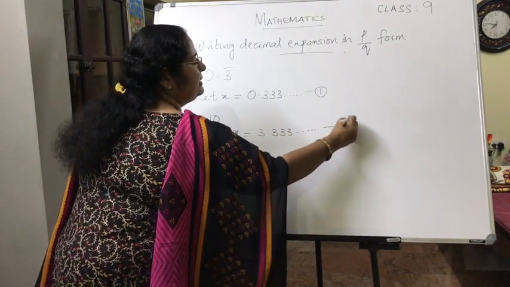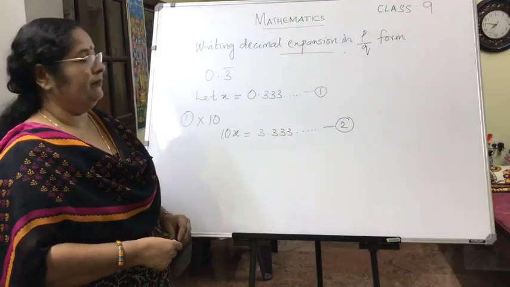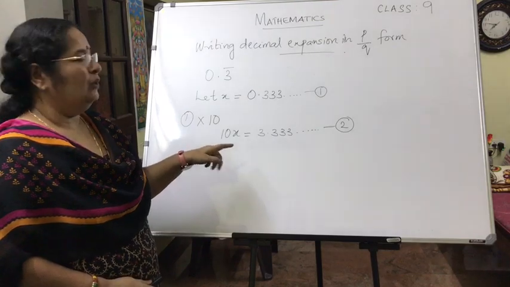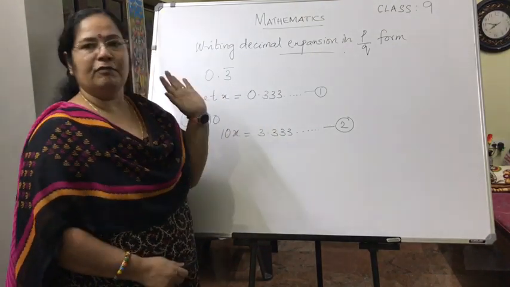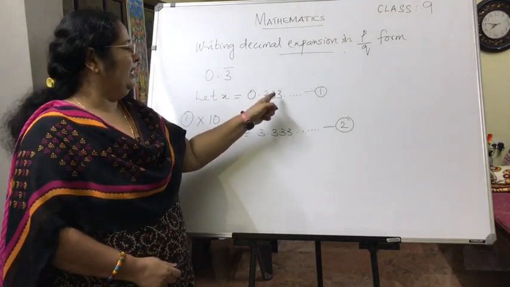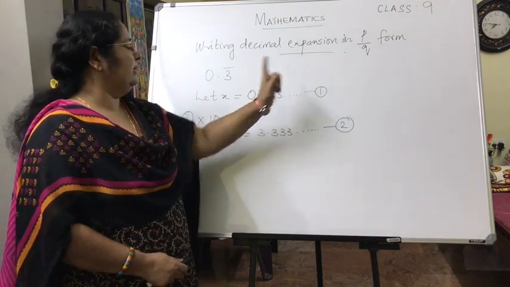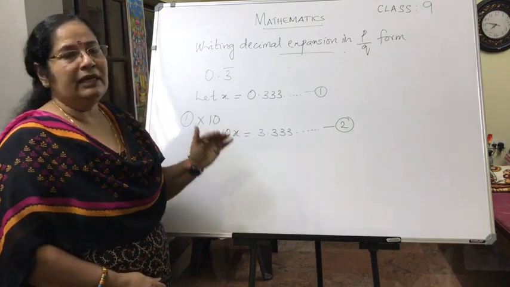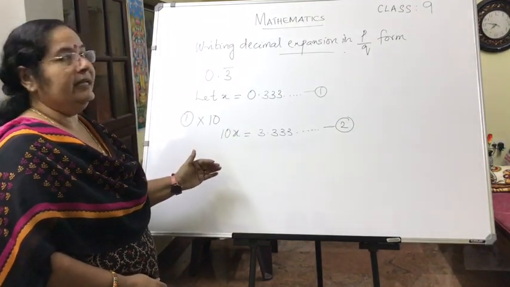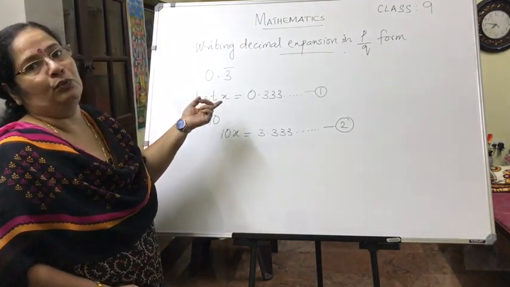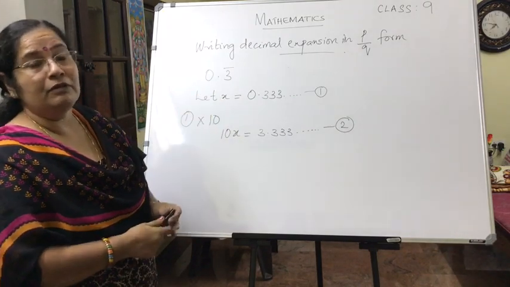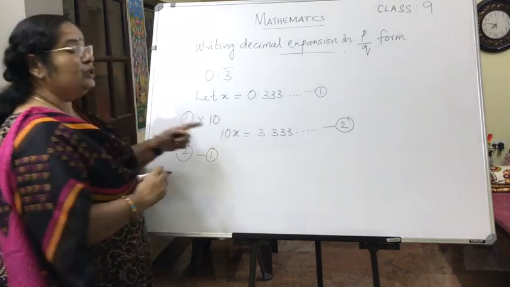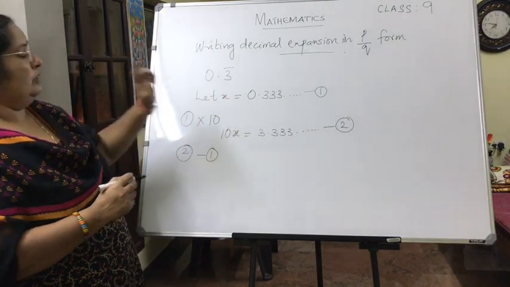Let us take this as equation number 2. Now look at equations 1 and 2. What about the decimal part of both of them? They are the same, 0.3333 going on, here also 0.3333 going on. So the next step will be, we will be subtracting 1 from 2, that is equation 2 minus equation 1.